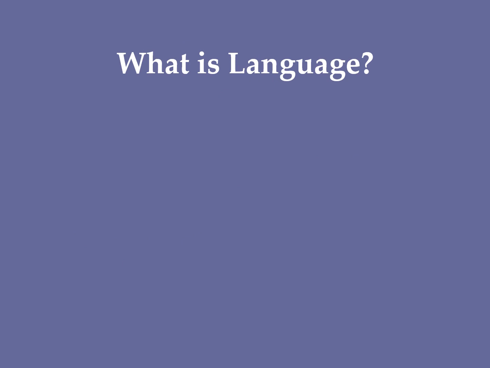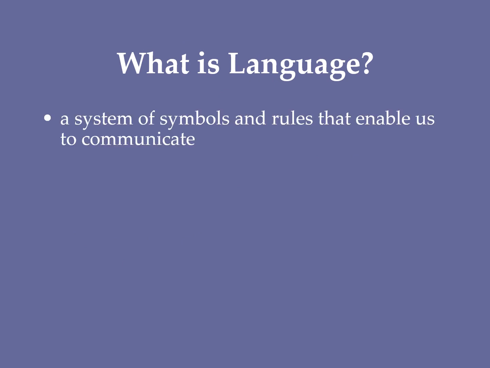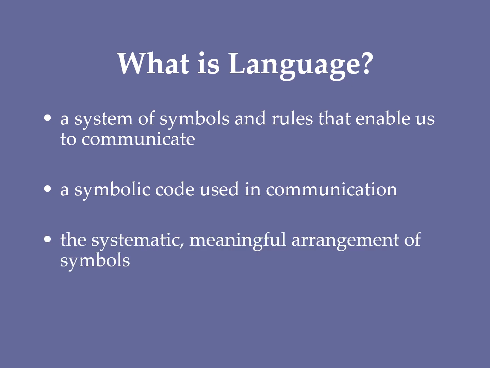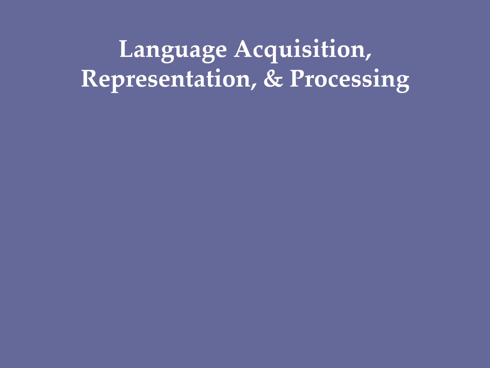And so what is language? As we know, language is a system of symbols and rules that enable us to communicate. And it's a symbolic code used in communication, and the systematic, meaningful arrangement. Language acquisition, representation, and processing.